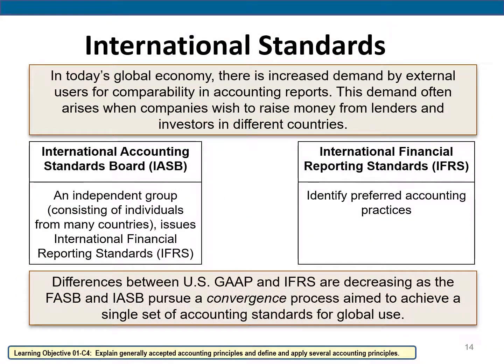So in today's global economy, there is increased demand by external users to be able to compare financial statements, even if the organizations are from different areas of the world. And so the FASB and the IASB, the International Accounting Standards Board, are in the process of creating this convergence that's aimed to basically create a single set of accounting standards for global use. So it doesn't matter where you are, everybody would be following the same set of standards.